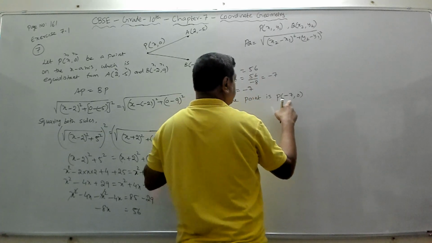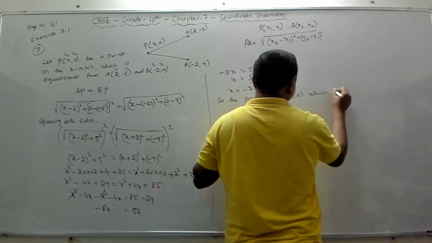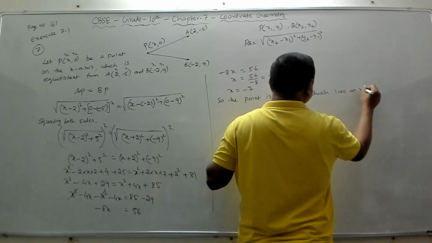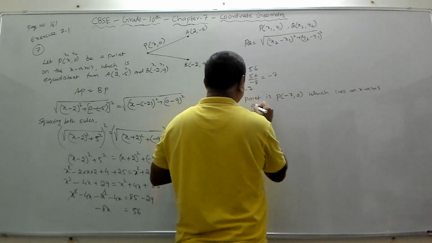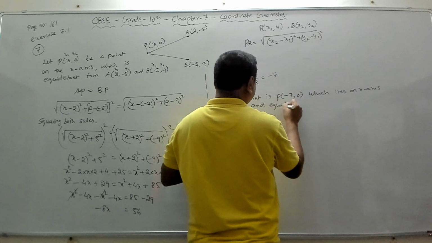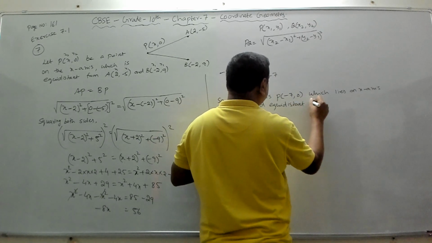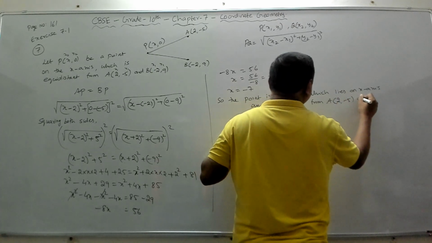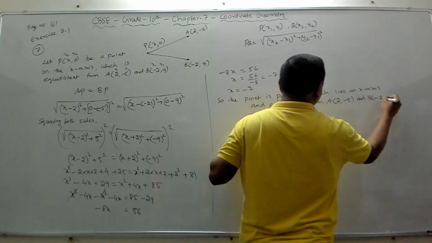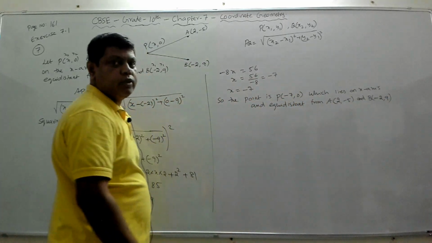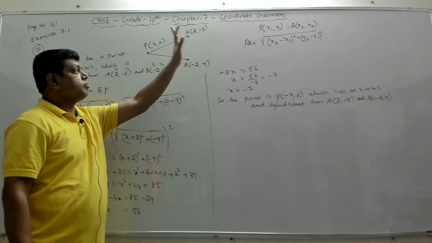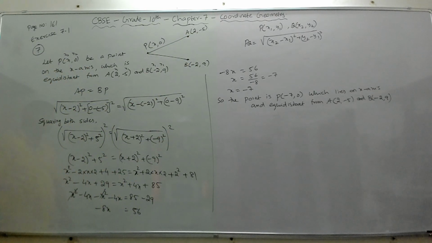The point is P of minus 7 comma 0, which lies on the x-axis and is equidistant from points A of 2 comma minus 5 and B of minus 2 comma 9. So this is the answer. So minus 7 comma 0 is the point on the x-axis which is equidistant from the given 2 points. Fine. So all of you can pause the video and take the notes.